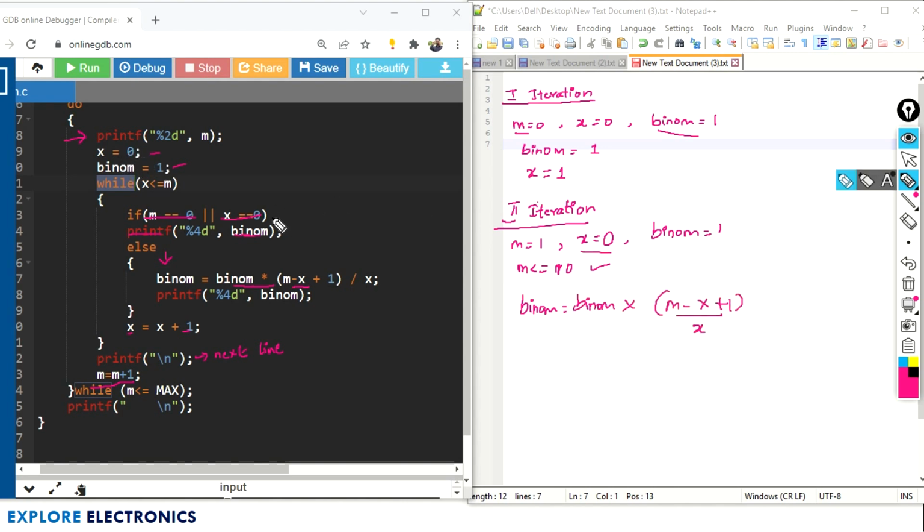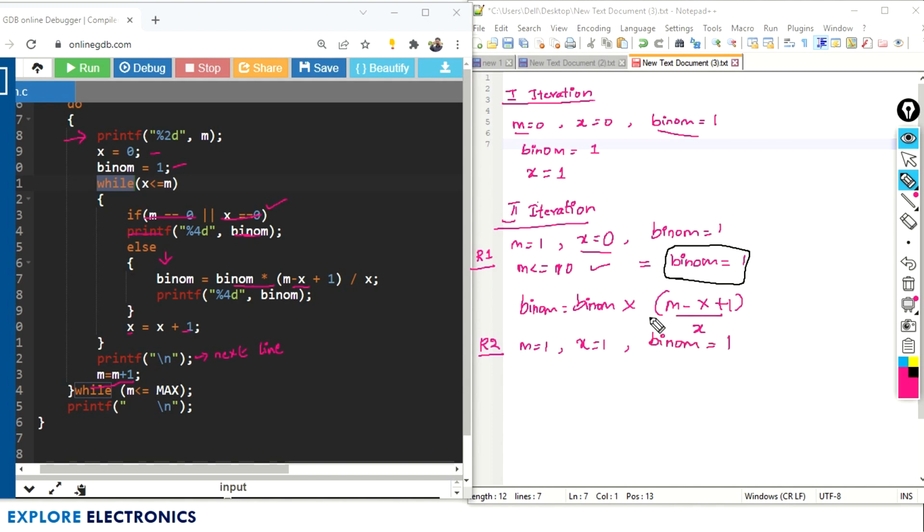In the second iteration, the first thing is x is 0, and it will come inside the while loop and check if m is 0 or x is 0. In this case, x is 0, so it is going to satisfy this if condition and print the binomial as 1. You can say this is round 1 of the second iteration; we get the binomial value as 1. Now, round 2 of the second iteration: we increment x by 1. Now m is, as usual, 1 and x is incremented to 1. Binomial, we got it as 1.